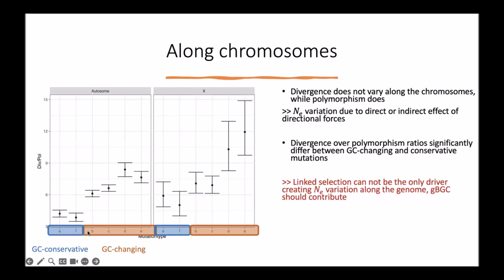So GC conservative and GC changing mutations are different from each other, and probably GC changing transitions and transversions are affected differently by this force.